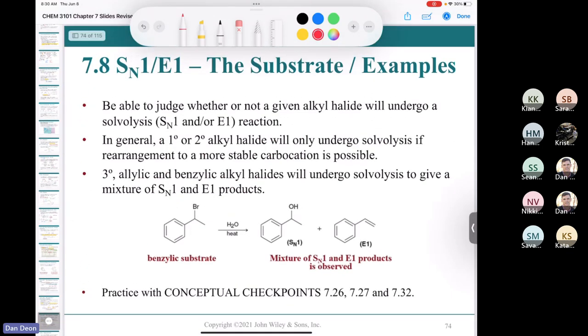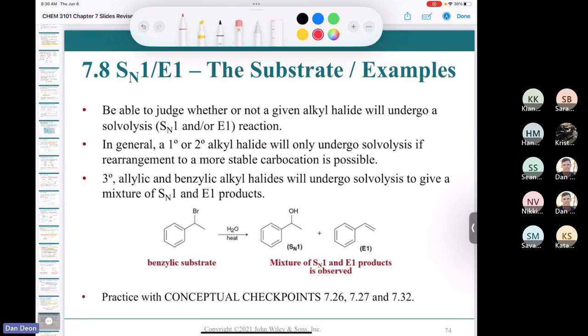So you've got to be able to judge whether an alkyl halide is going to be able to undergo an SN1 or an E1. And it says here, in general, primary and secondary alkyl halides are only going to undergo solvolysis if they can rearrange, like I showed you, to a more stable carbocation. Okay. But if you have a tertiary, and these are the ones you really have to know, tertiary, allylic, or benzylic alkyl halides, they can undergo solvolysis to give you a mixture of SN1 and E1 products.